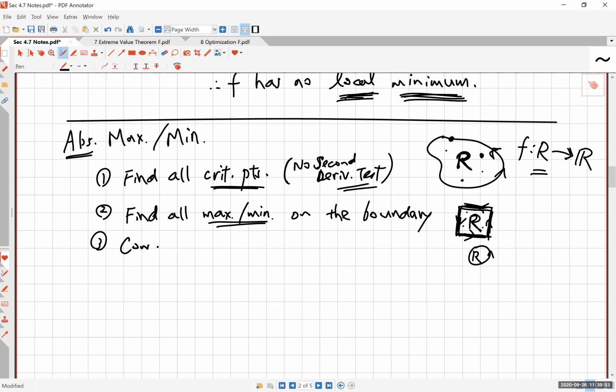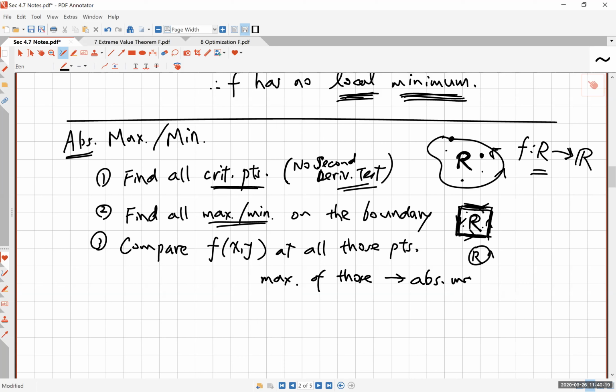And then once you find all the candidates for maximum and minimum points, then you compare the value of f(x, y) at all of those points. Now you will have finitely many points, okay? And so the highest of these, the maximum of those, is the absolute maximum, of course, right? And the minimum of the values f(x, y) would be the absolute minimum.